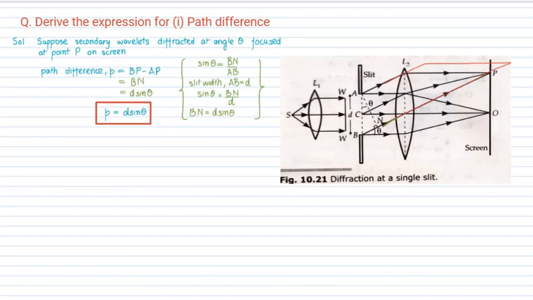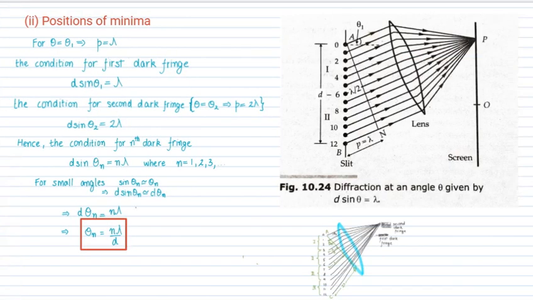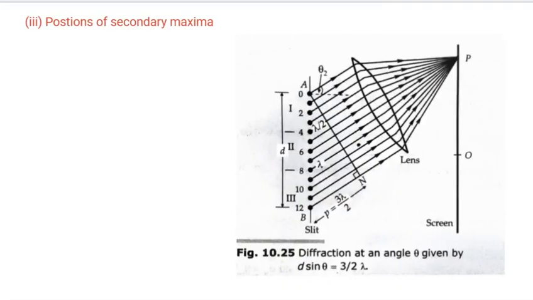Fine. So up till now, we have covered the expression of the path difference and the position of minima. If you have any confusion, please don't hesitate to ask. I will re-explain it to you again. And in our next class, we will derive the expression for the secondary maxima and then we will derive your angular width. Fine.